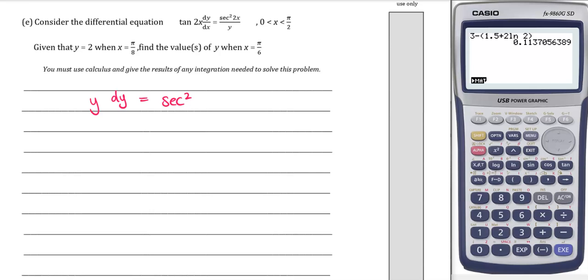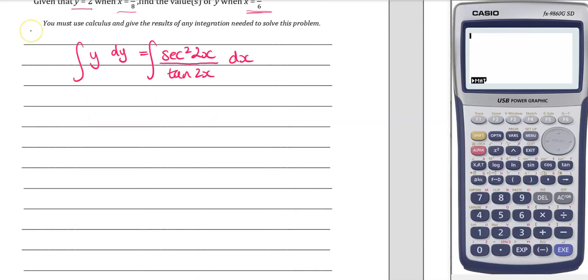Sec squared 2x can stay where it is. The tan 2x we need to take to the other side, which means we're going to divide it. And the dx we bring over to the right hand side, and then we will integrate both sides. So if we integrate y, we get y squared over 2. On the right hand side, you need to recognize that this top bit is to do with the derivative of the bottom bit. If we differentiate tan 2x, we will get 2 sec squared 2x.